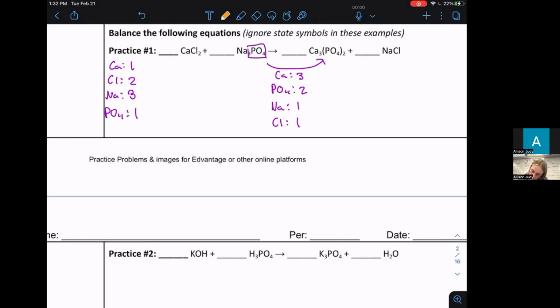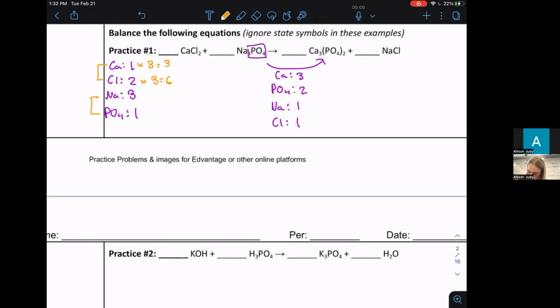So the first thing I see is that we need 3 calciums and we only have 1. So you can multiply this calcium by 3, but because it's in a compound with the chlorine, you're going to have 3 times as many chlorine as well. So we're going to end up with 3 calcium and 6 chlorine. The 6 chlorine is wrong, but for now I'm going to stick with the reactants.